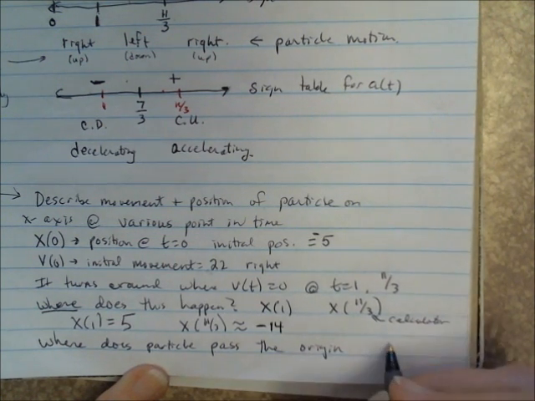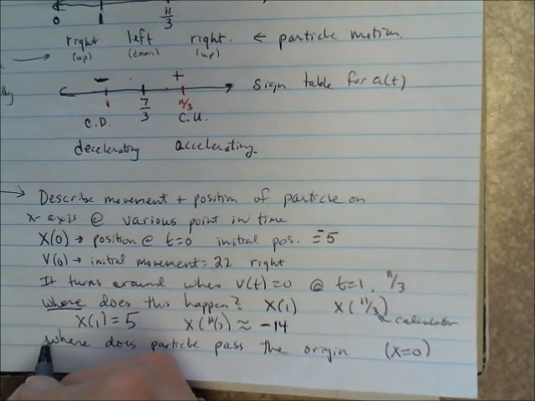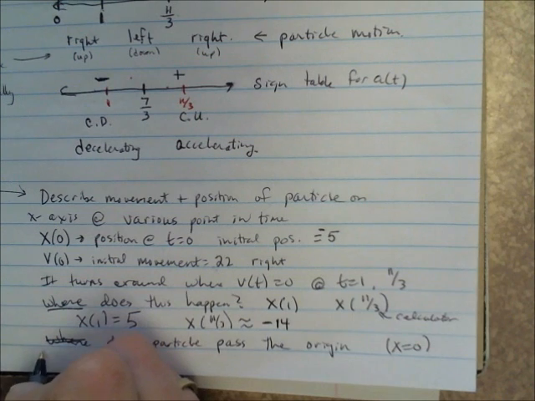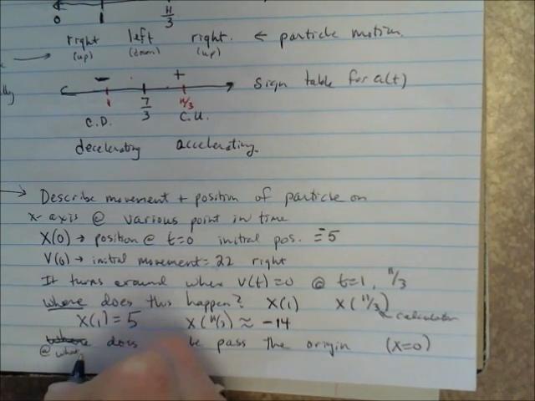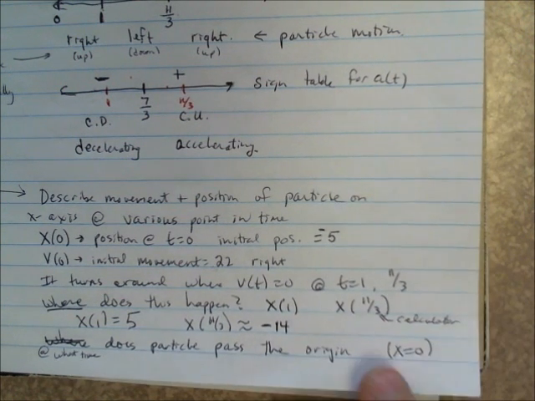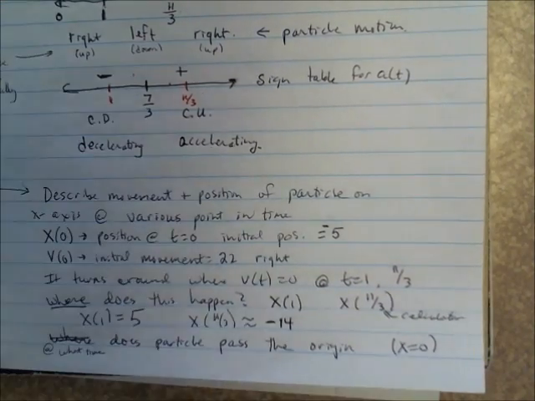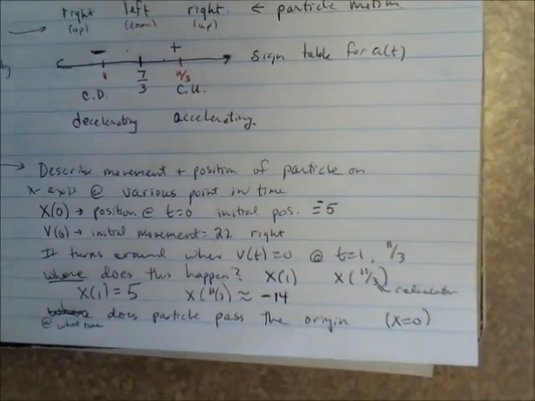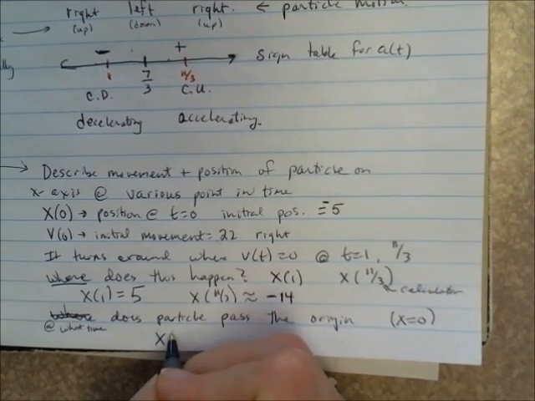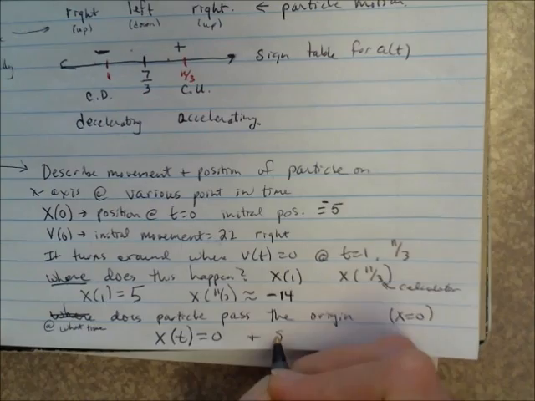Well, the origin is where x is equal to 0. Sorry, at what time does the particle pass by the origin? In other words, at what time does the particle reach x equals 0? So what we would have to do is set the original x of t equal to 0, and then solve for t.